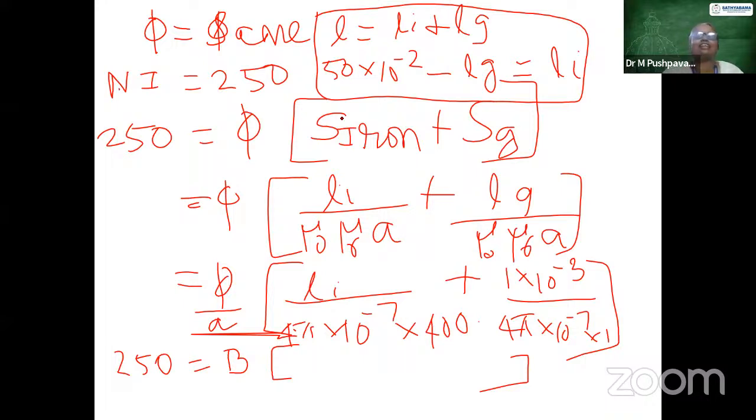Has anyone found the flux density value? Ma'am, can you explain the last step?